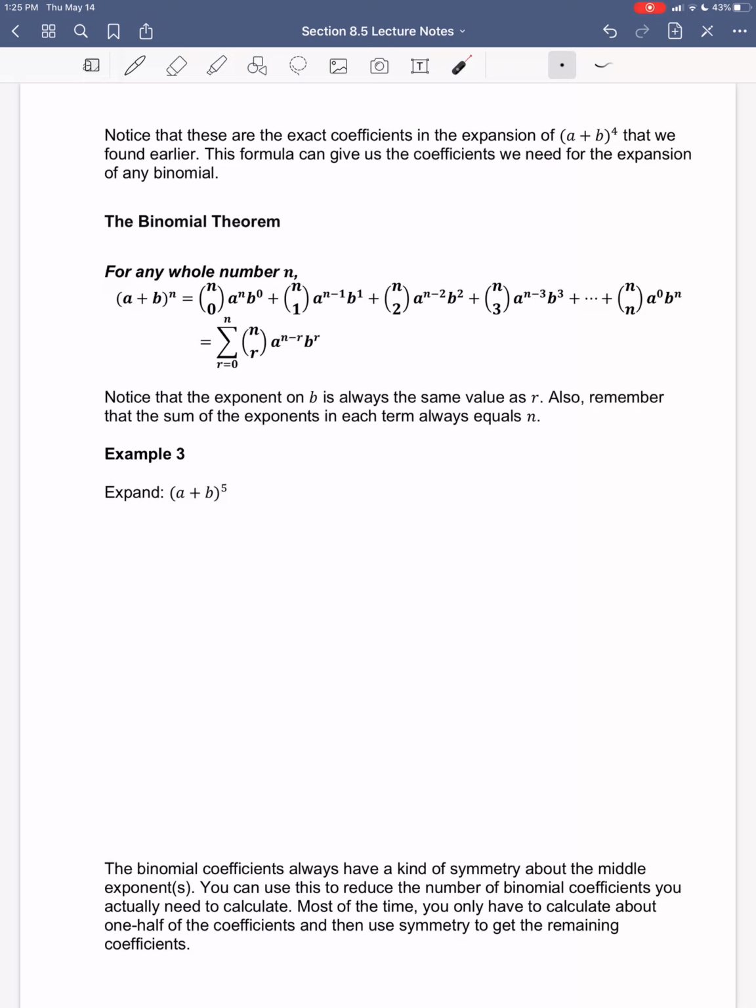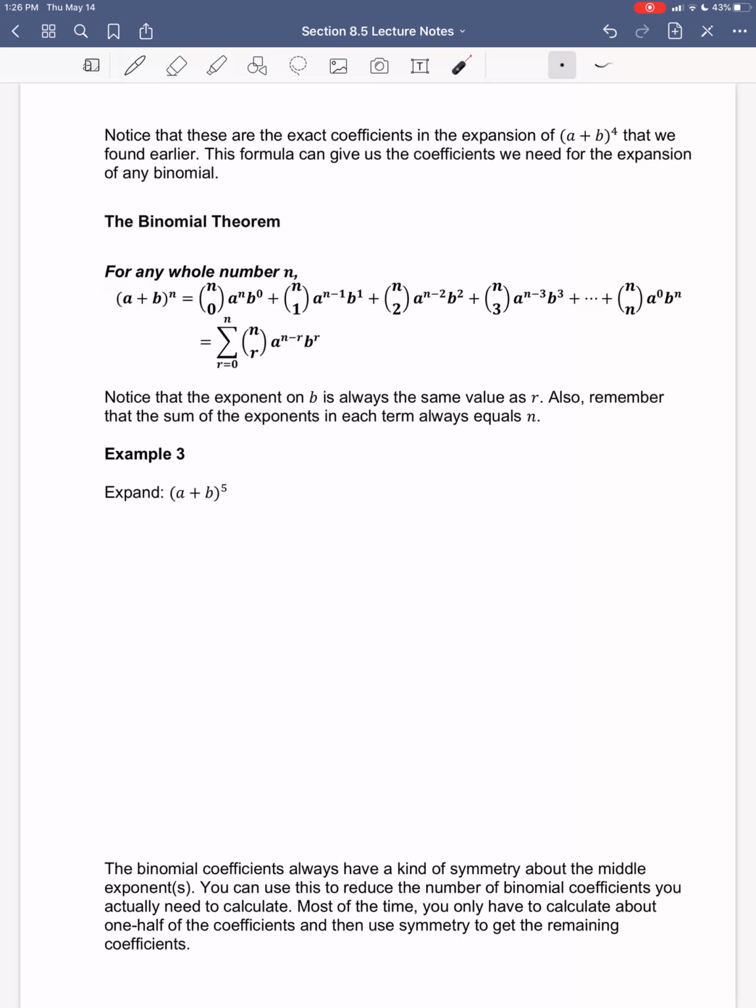Notice that what's changing here then is the bottom number is going from 0 to n, so I can call that r. R is going from 0 to n. I have n choose r. And then the b always has the same exponent as the number in the bottom. So if it's r in the bottom, it's b to the r. And the a is always here, n minus 0, n minus 1, n minus 2, n minus 3. I just have the top minus the bottom, n minus r. So the exponent on b is always the same value as r. Also, remember the sum of the exponents will always equal n.